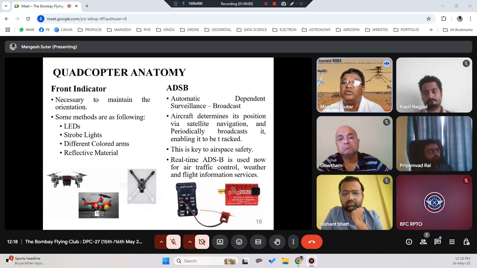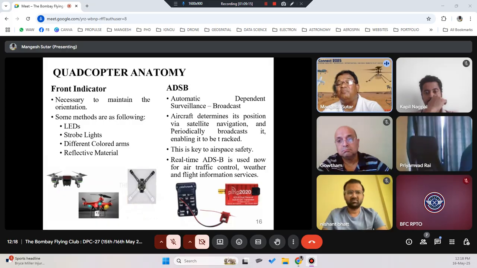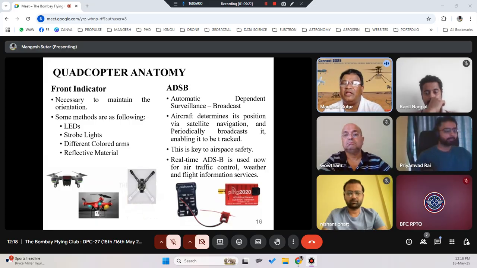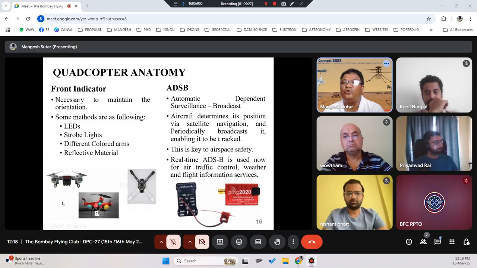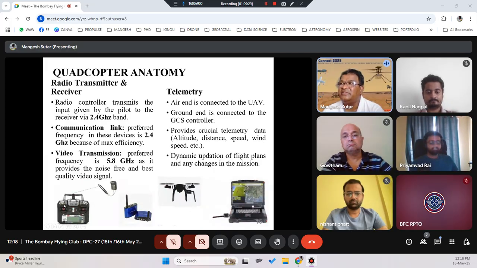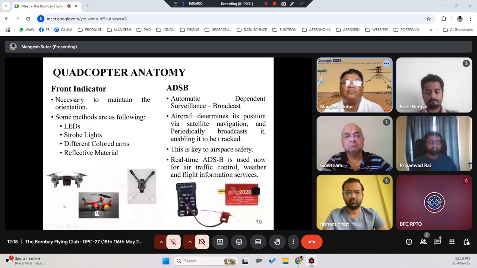But in the near future, DGCA will make this mandatory. The moment it has its own UTM platform and releases BVLOS rules, they will make sure that ADSB is compulsory in the drone. Then it will completely change the drone industry, because this will be more effective when you are flying drones within the city or intercity also. Okay, so any questions so far on ADSB, strobe lights, radio transmitter, receiver, telemetry? No?